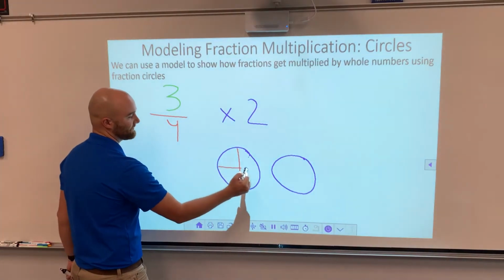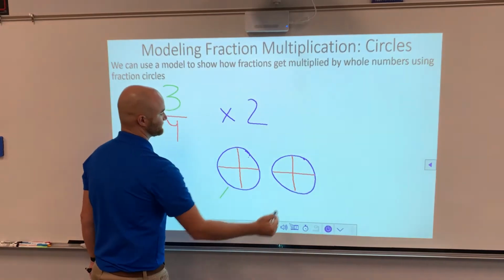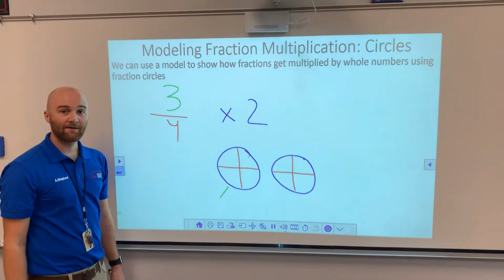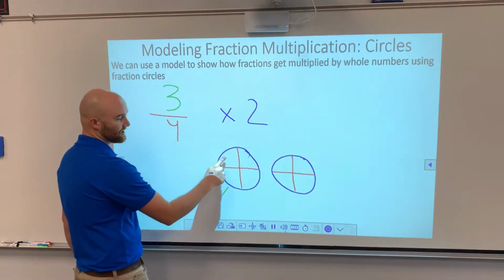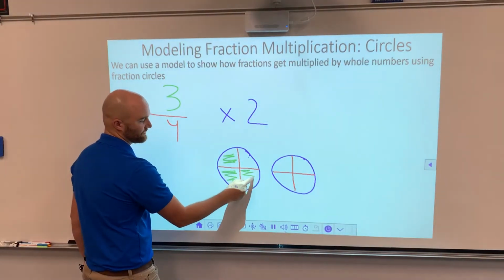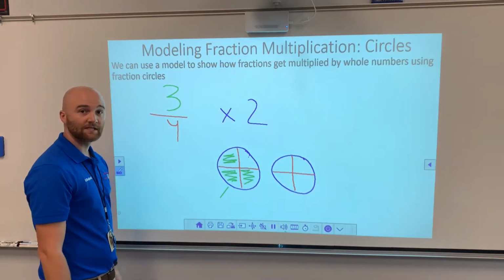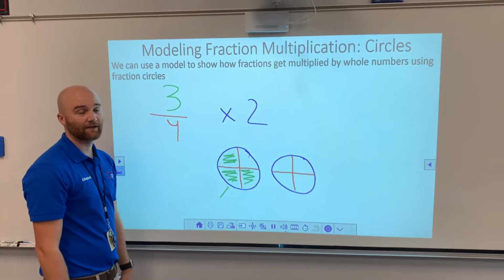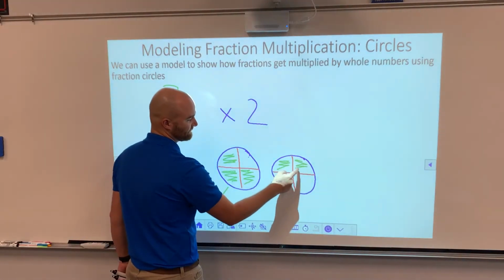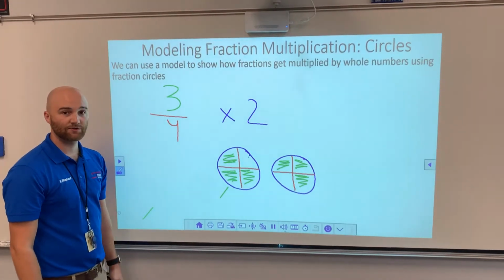My denominator tells us we should split them into 4 pieces. So I'm going to split this one up into 4 pieces, and I'm going to split this one up into 4 pieces. Next, my numerator tells us how many of those pieces I should shade. So I'm going to shade in 3 on each of these circles. I don't have to shade exactly the same 3 in each one of those circles. I can if that helps me. But as long as I shade in 3, everything is good.